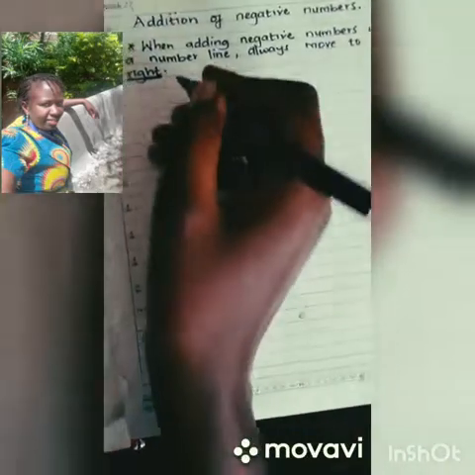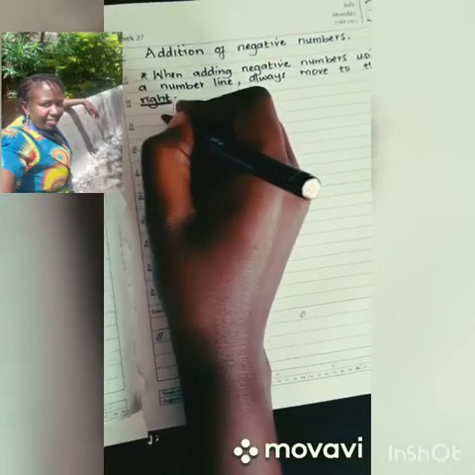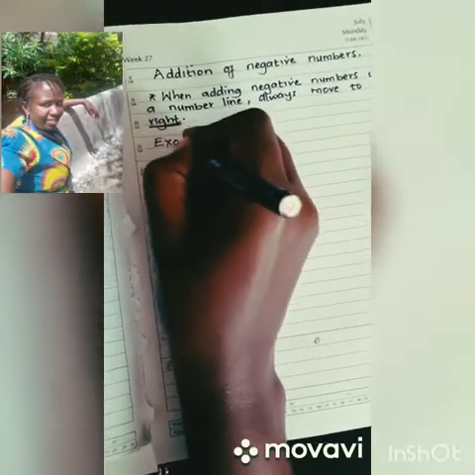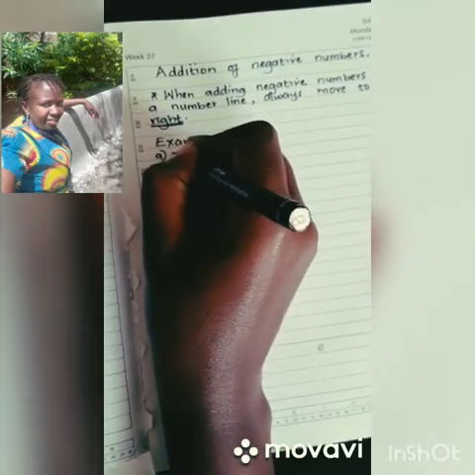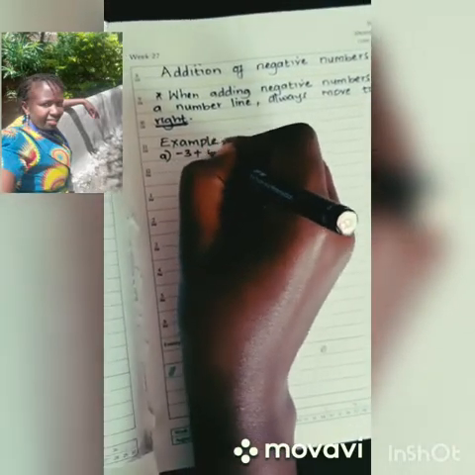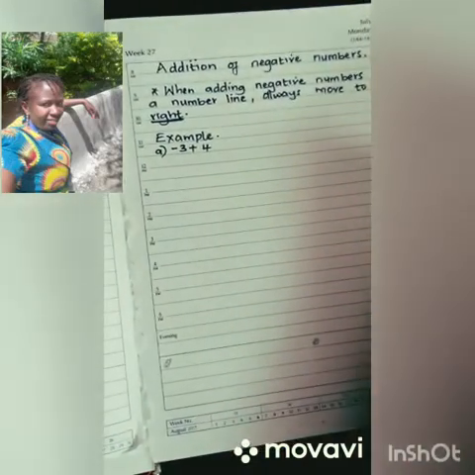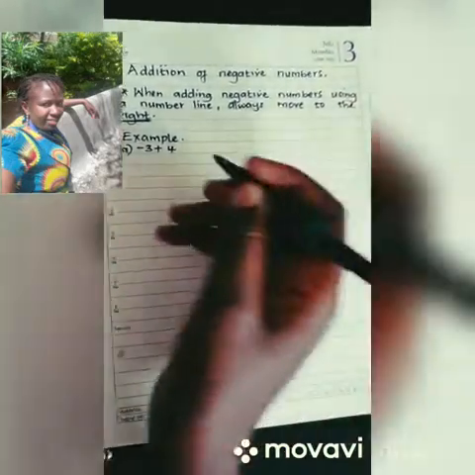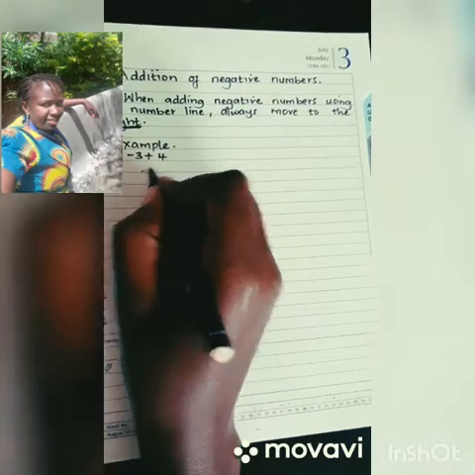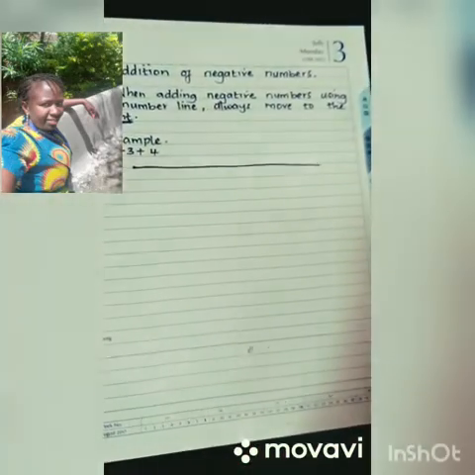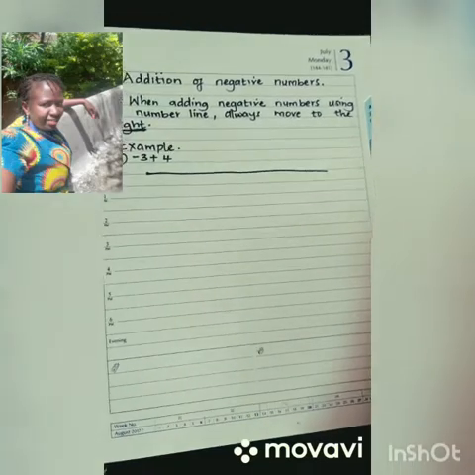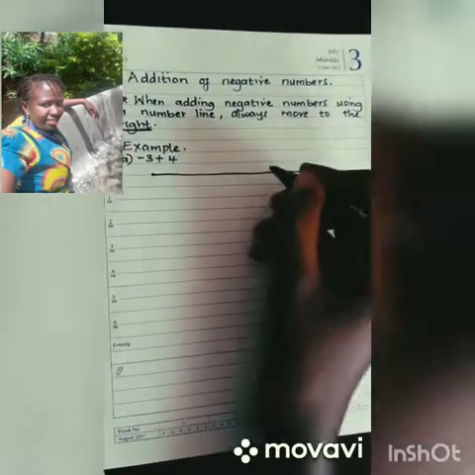Now, I'll give an example. If you're given such a question, negative 3 plus 4, and you're supposed to use a number line to work out that, you draw a number line using a straight line. Use a ruler. You use a ruler and a pencil.